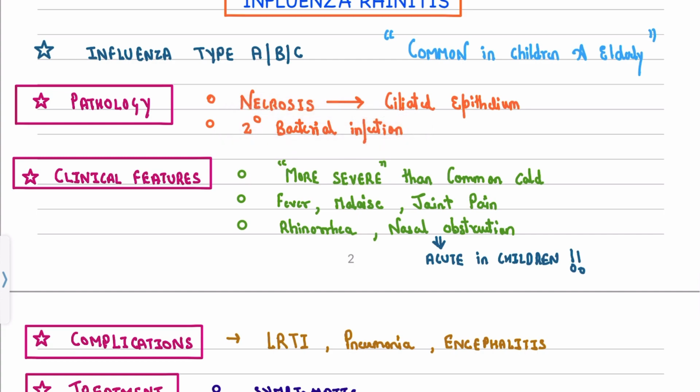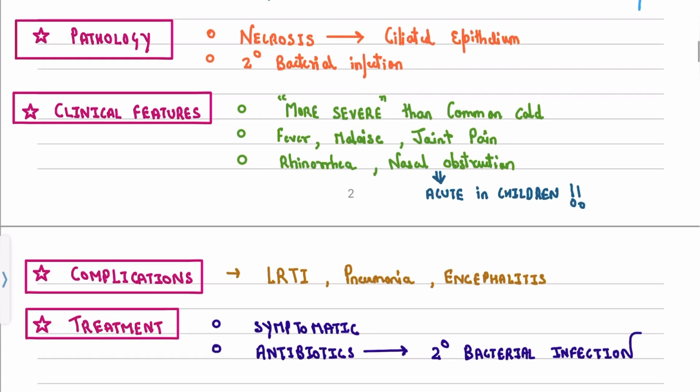Now, clinical features of influenza rhinitis are much more severe than the common cold. The general symptoms include fever, malaise, joint pain, and specific nasal symptoms include runny nose and nasal obstruction. One thing to remember here is that in children, influenza rhinitis causes acute nasal obstruction. That is, nasal obstruction in children due to influenza rhinitis is acute and has to be dealt with as an emergency.